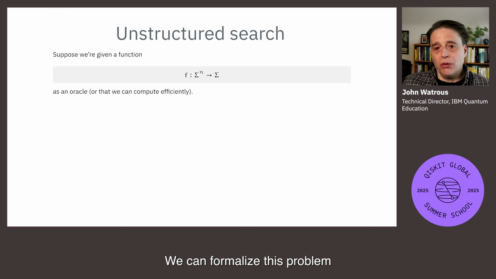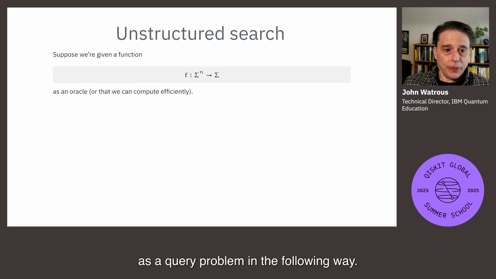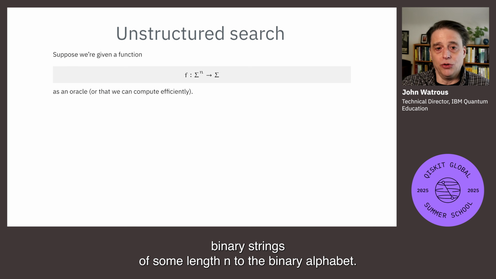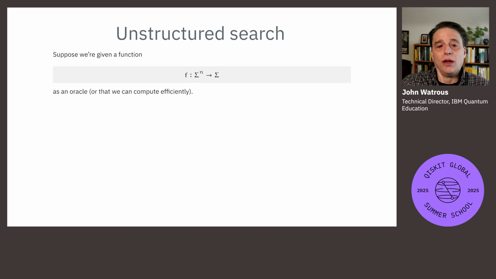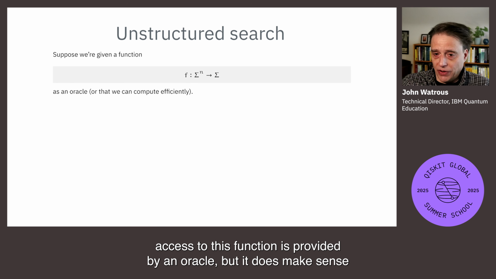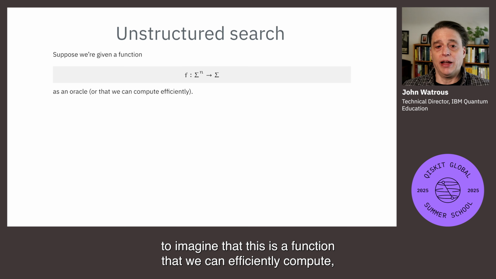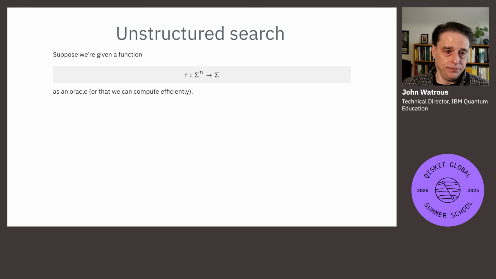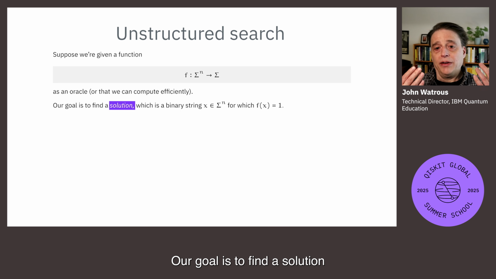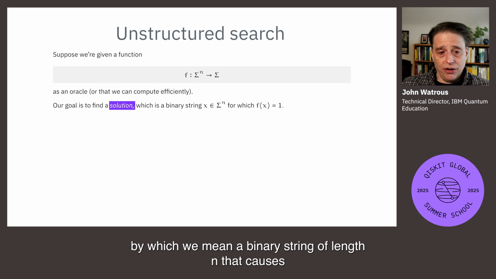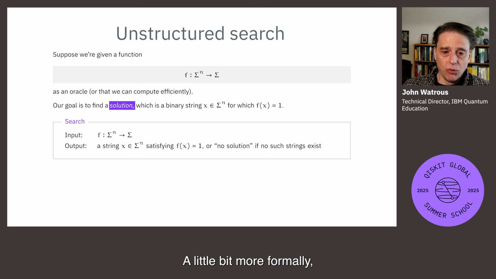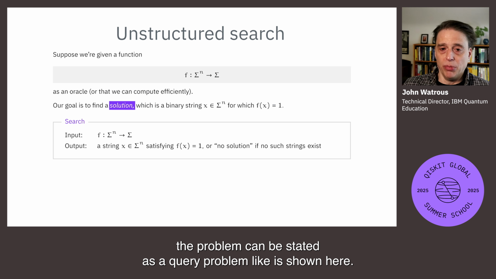We can formalize this problem as a query problem in the following way. The input takes the form of a function f that maps binary strings of some length n to the binary alphabet. As a query problem, access to this function is provided by an oracle, but it does make sense to imagine that this is a function that we can efficiently compute, which allows us to actually implement this oracle with a circuit. Our goal is to find a solution, by which we mean a binary string of length n that causes f to evaluate to 1. A little bit more formally, the problem can be stated as a query problem like is shown here.